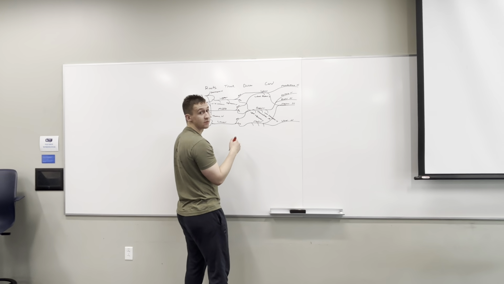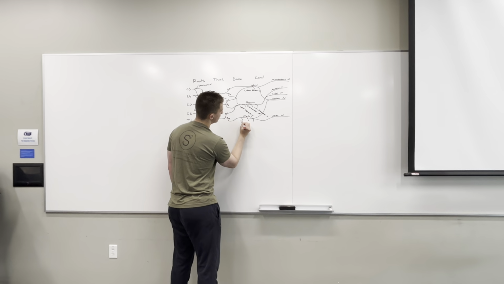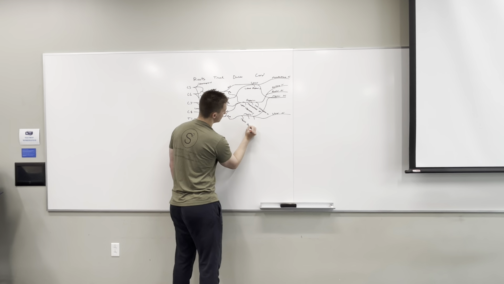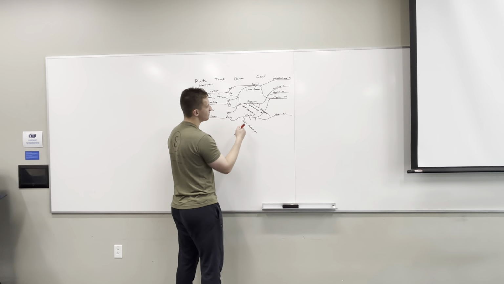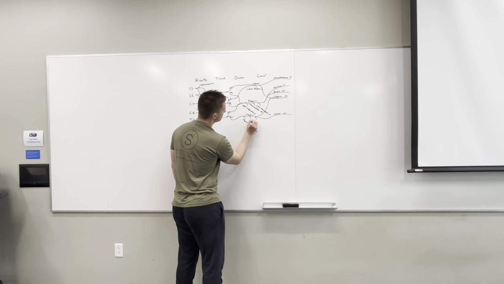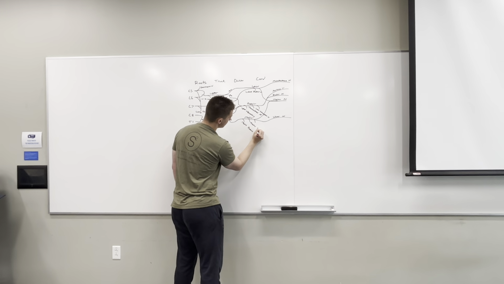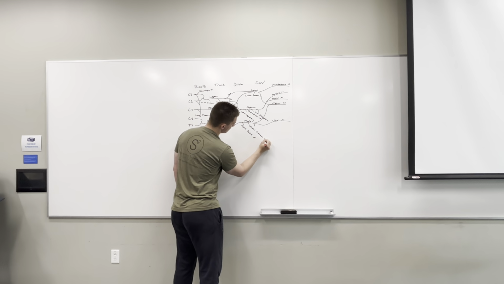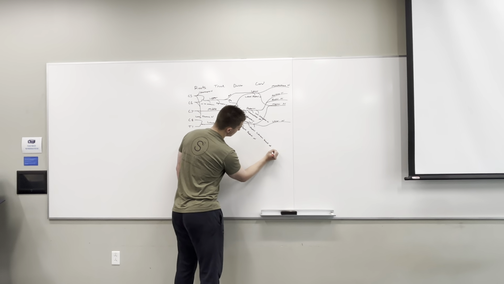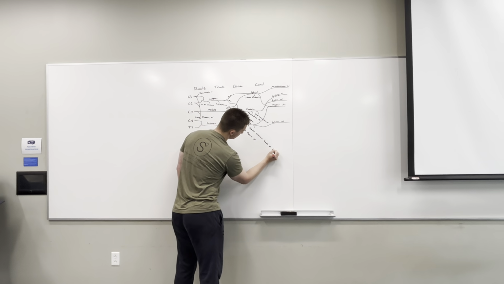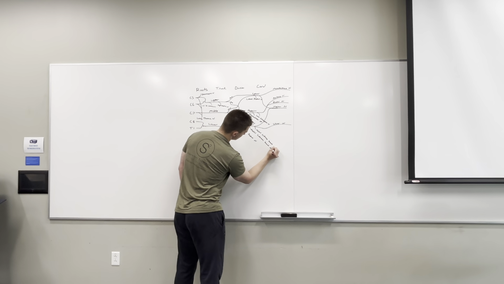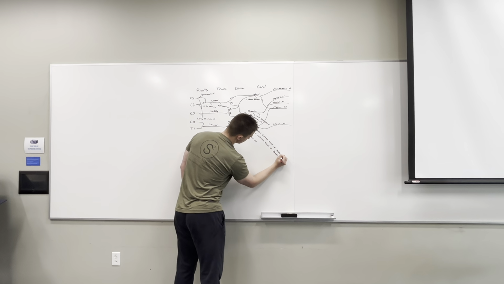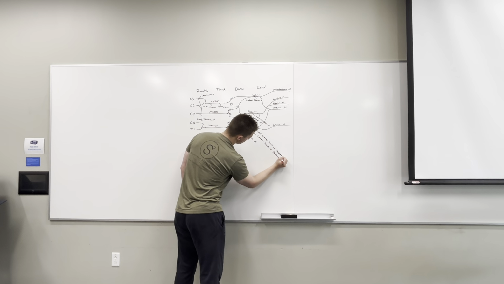And down here we have the medial pectoral nerve. We have the medial cutaneous branch to the brachium. And the medial cutaneous branch to the antebrachium. Okay, I think that's everything.